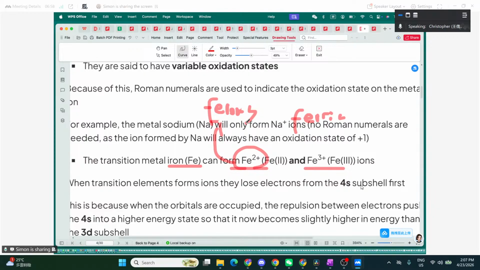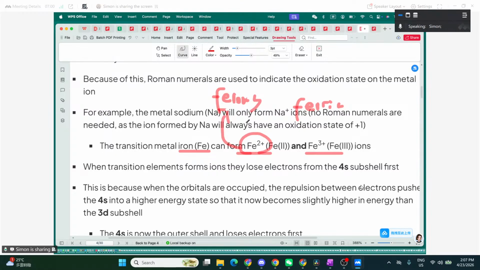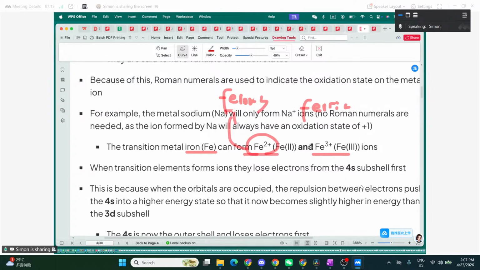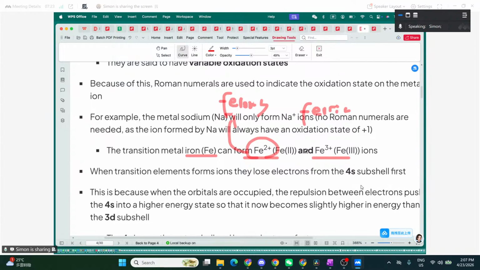Okay, and we know how the transition metal iron has two common types of ions, right? The first one is the ferrous iron ion. The second is the three positive, the ferric iron ion, right? Understand?